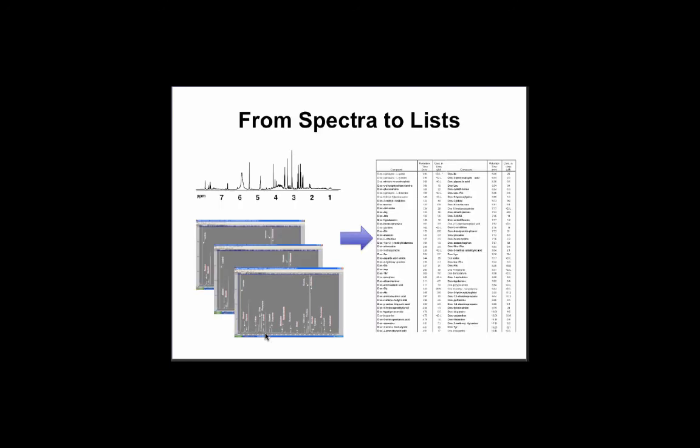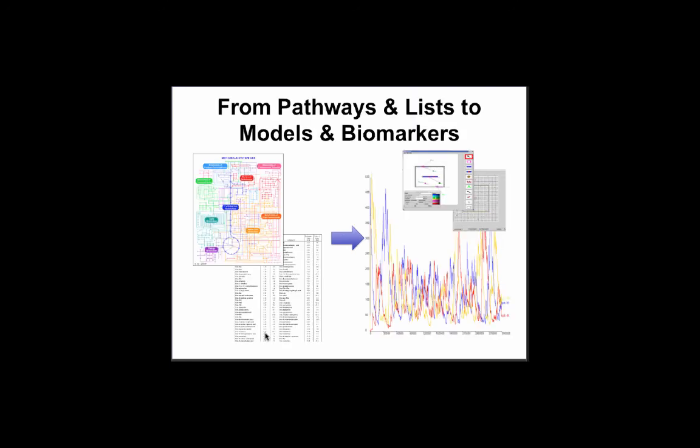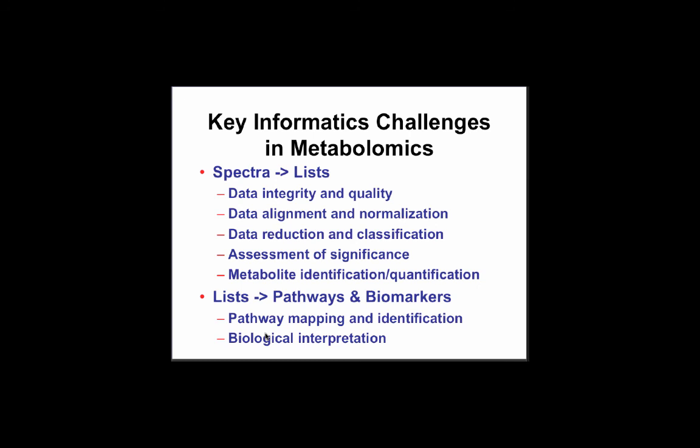So what we're going to do over the next 2 days is we're going to go from spectra to lists of compounds. We're going to see how we do this with GCMS, LCMS, and NMR. And from the lists of compounds and their concentrations, we're going to go from lists to pathways. And we're going to see how you can help interpret those things. And from pathways, it's also possible, and from the lists and models, to go to biomarkers. So we're going to look at those specific informatics challenges, both in the next lecture and the next lab, and then we'll continue on for the next day on those two things.